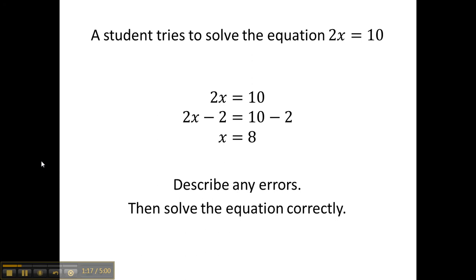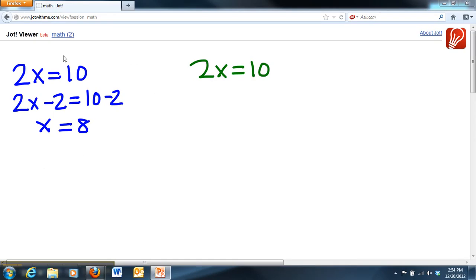So let's solve the equation correctly. So here's what they did over here in blue, and here's the equation, and we'll solve it ourselves correctly. So we see that x is multiplied by 2. We want to do the inverse operation to multiplication, so we will divide. Divide the 2x by 2.